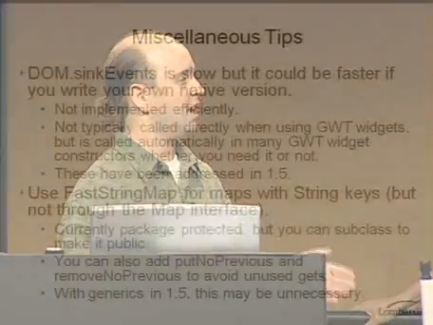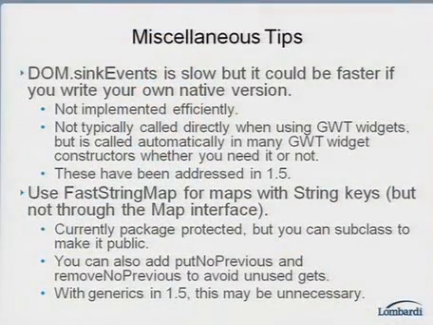But if you use a hash map or a set that has string keys, that's going to be relatively slow. And what we found is using the fast string map, which is basically nothing more than a wrapper around a native JavaScript object, is much faster. Now, if you do this, you want to make sure that you use the class directly and not through the map interface. The map interface exposes the put and get methods that take object keys, whereas the fast string map itself has string versions of those methods.